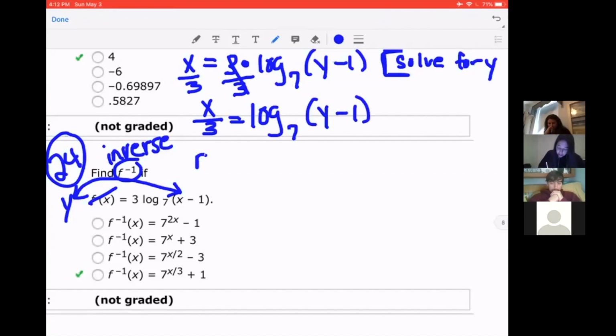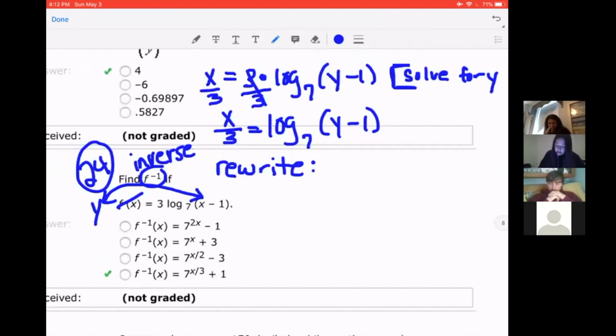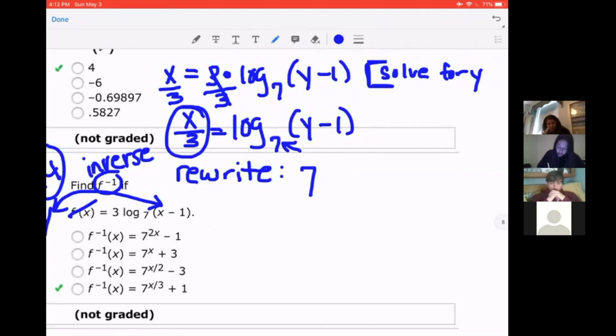Now at that point, I'm going to rewrite this. It's in log form, and I want to put it in exponential form. Whatever is the base of my log becomes the base of the exponent, so I'm going to have 7. Whatever's on the other side of the equal sign becomes my exponent. So 7 to the power of x divided by 3 equals, and then whatever you're taking the log of goes on the other side of the equal sign, so equals y minus 1.